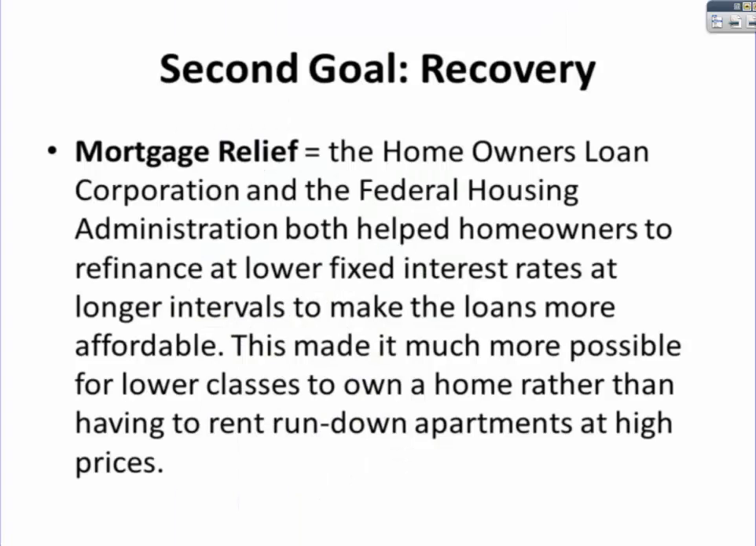Mortgage relief. The Homeowners Loan Corporation and the Federal Housing Administration both helped homeowners refinance their mortgages at fixed interest rates at even longer intervals to make the loans more affordable. This made it a lot more possible for lower class people to own a home rather than having to rent rundown apartments at much higher prices.